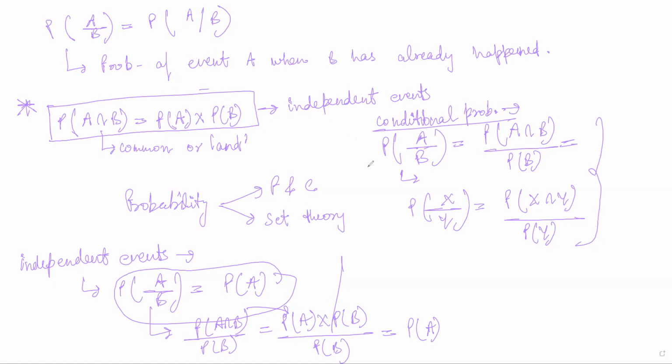So conditional probability basically tells you the effect of an event on the probability of another. If the events are independent, it has no effect. If the events are dependent, in that case, this is the formula we will be using. So this is the theoretical part. Now let's understand it with some questions as well. How is this going to apply?